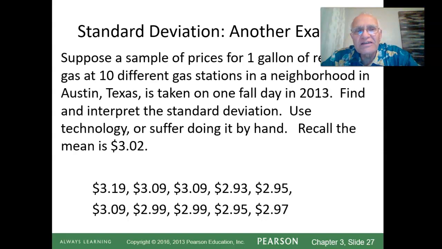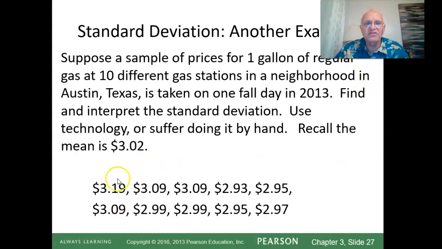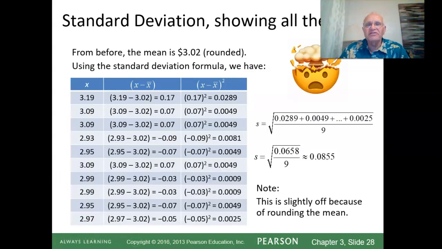So we're looking at the Austin data about gasoline prices, regular gasoline, 10 different gas stations, and you might remember this data. The mean was $3.02, and that was the prices. If we go through the calculation of the mean and standard deviation of this data, you all know how the mean is calculated. You add up the data and divide by the number of observations, 10 in this case. In that case, we got a number $3.02.